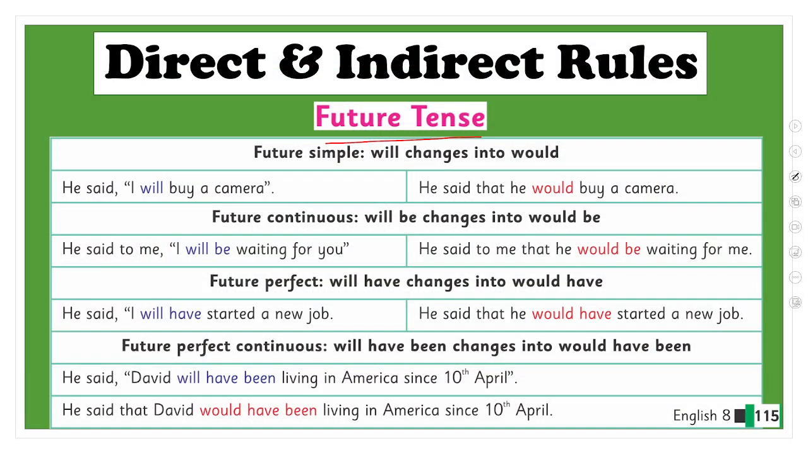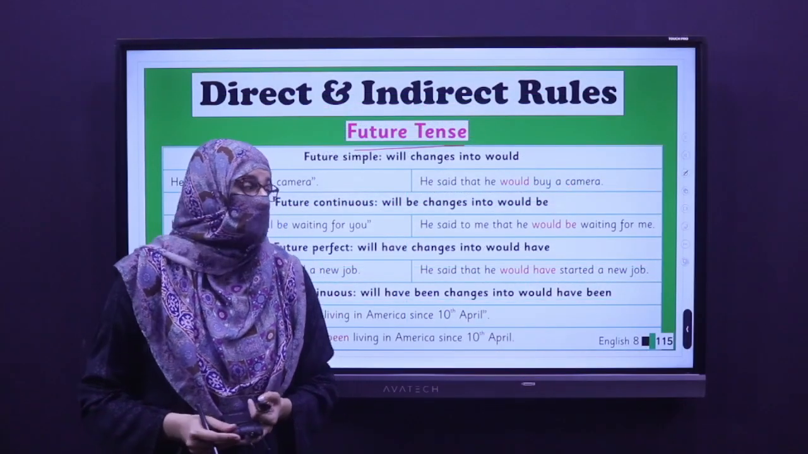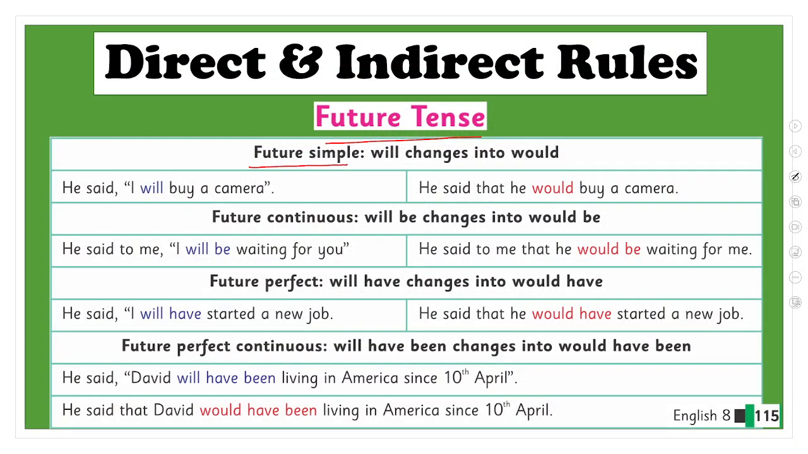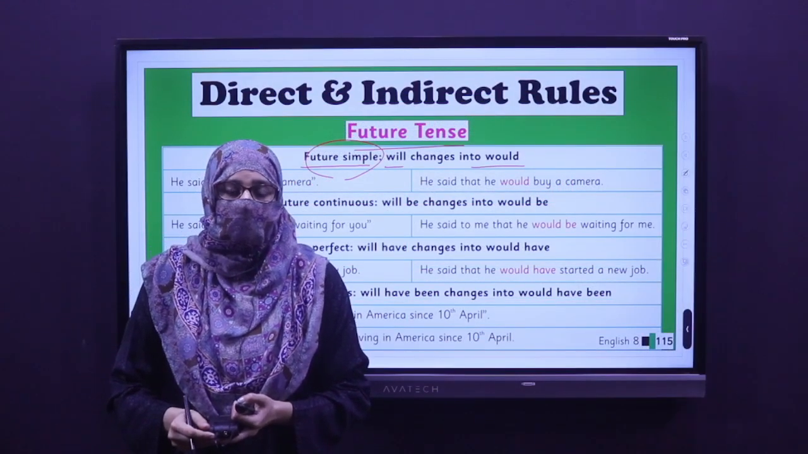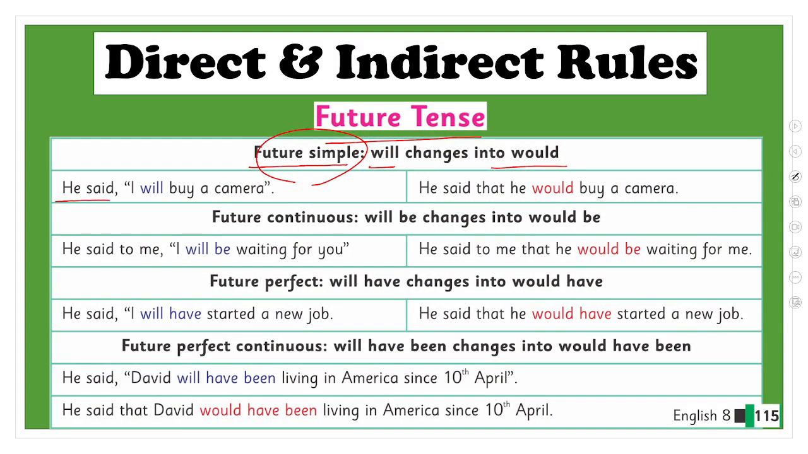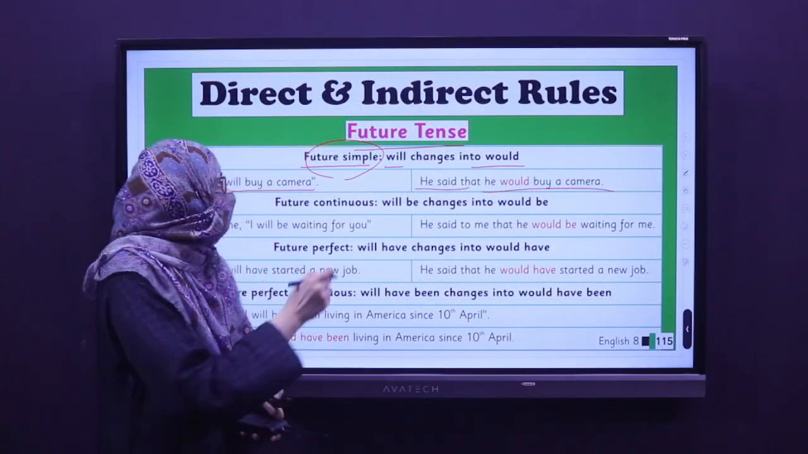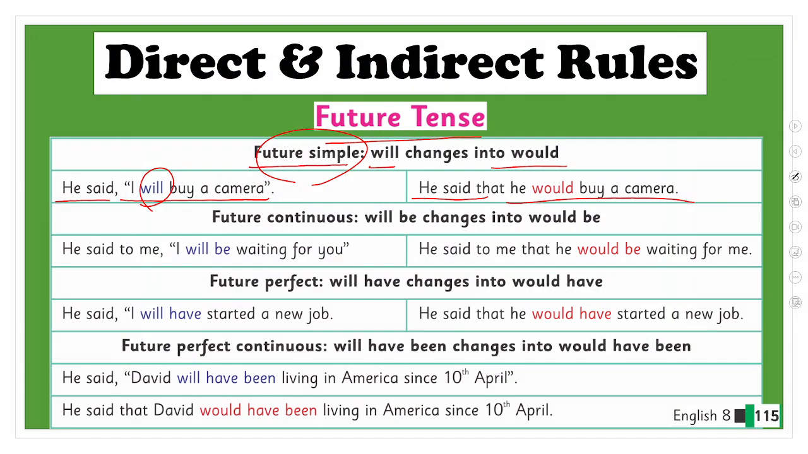Next we have future tense. And what are the rules to change future tense? Simple future tense will change, in this tense, will change into would. Will को हमने किसके साथ तब्दील करना है? Would के साथ. Let's have a look at the example. He said, "I will buy a camera." He said that he would buy a camera. So, here you can very clearly see that will has been changed into would.